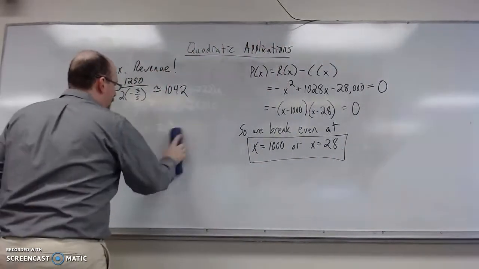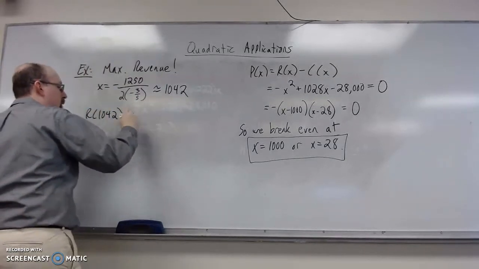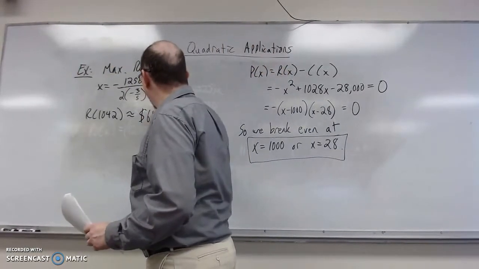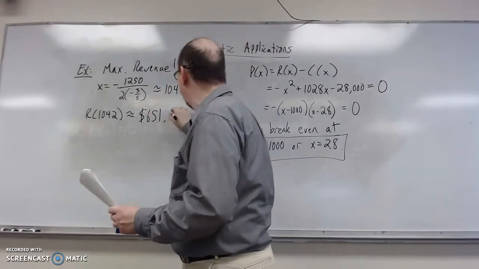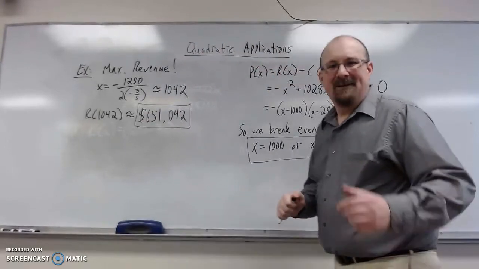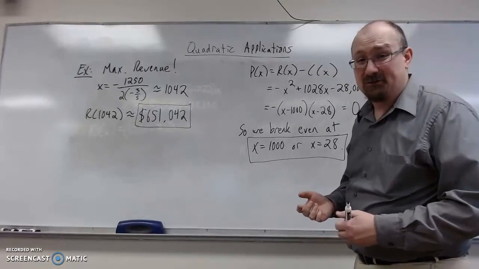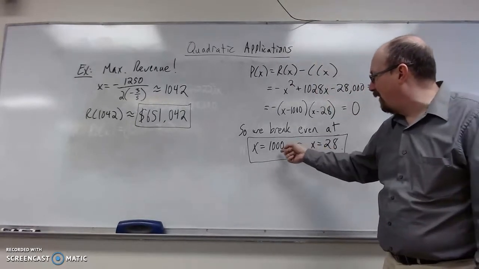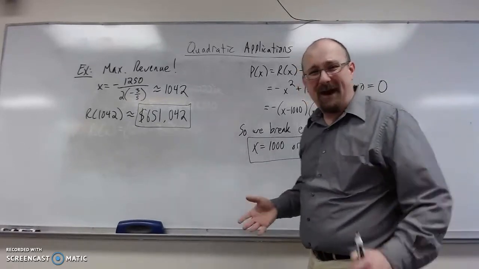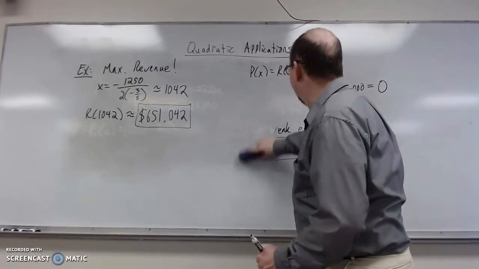And then when you plug 1042 back into our r of x function, you get the rather robust sounding $651,042. That sounds really nice. The problem is, you might have already thought about this, it's just revenue, it's not profit. We're not taking cost into account. And for what it's worth, we already know that we were breaking even at 1,000, so trying to make more than 1,000 might feel a little weird. So anyway, let's take a look at this.